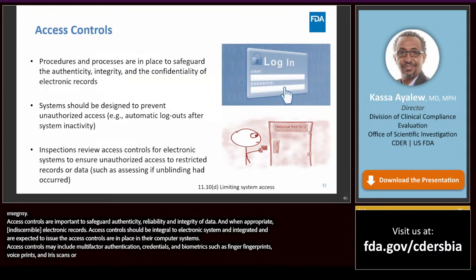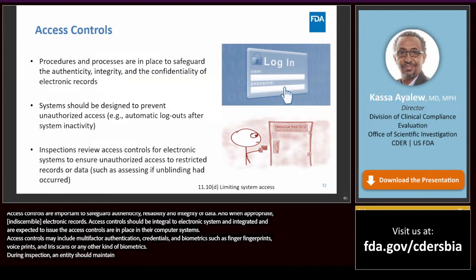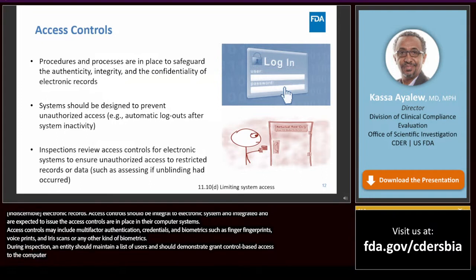During an inspection, the regulated entity should maintain a list of authorized users and should demonstrate that it grants role-based access to its computer systems. It is recommended to provide access only after ensuring that the site personnel or the sponsor staff have received the appropriate training to use the computer systems.